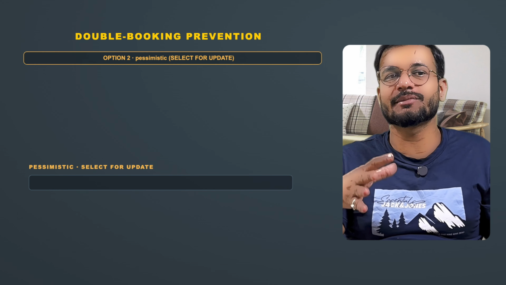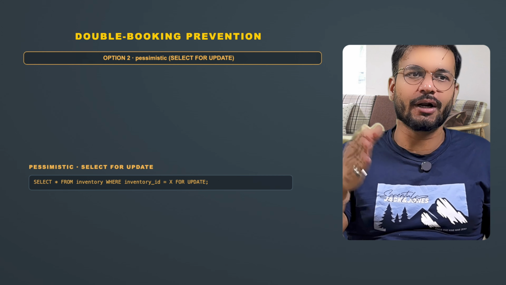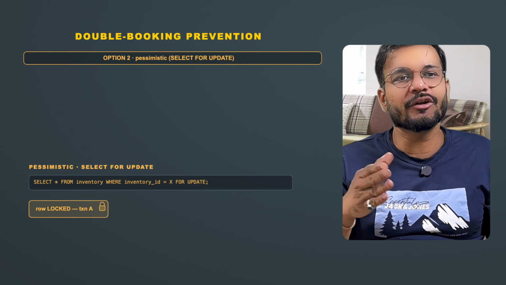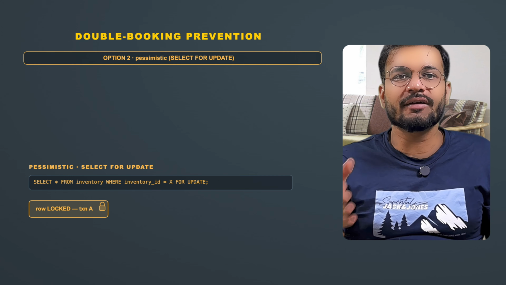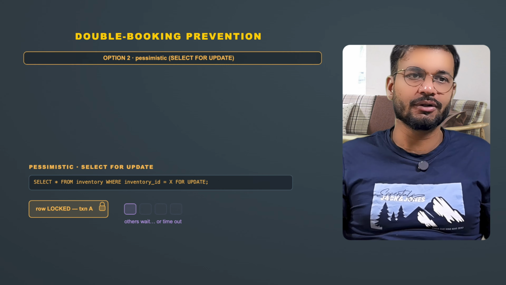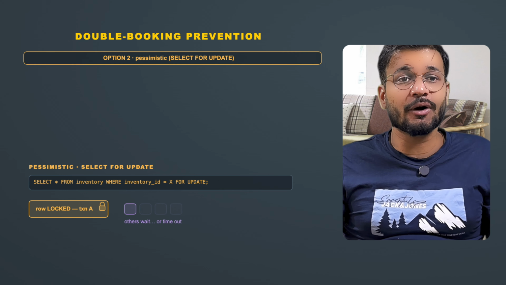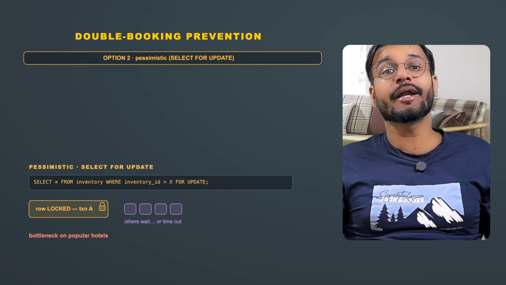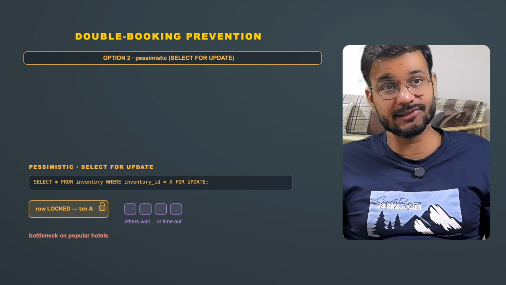Then we have pessimistic locking. SELECT FOR UPDATE. We lock the inventory rows before reading. Only one transaction can hold a lock at a time, and others wait or time out. Now, this is simpler to reason about but can create bottlenecks under high traffic for popular hotels.